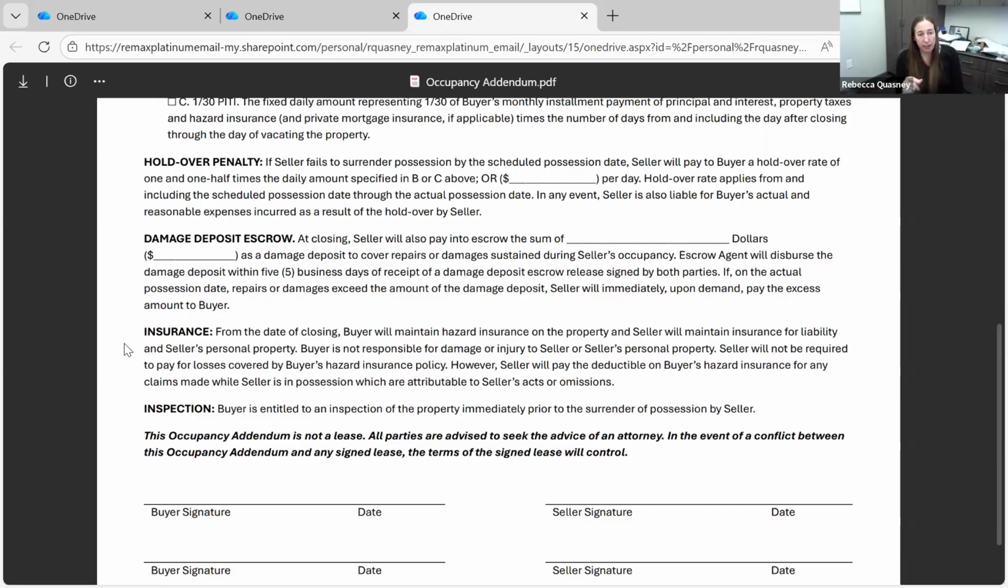For me, this paragraph is really for the sellers to understand that just because you don't own it anymore, don't drop your insurance on it. It is still your responsibility to have liability insurance and personal property insurance for your things in the house. Buyer's coverage is not going to cover you as the seller. So if you get this on one of yours, this is your chance to call it out for your seller and say, just make sure you remember to do this, because otherwise you might end up in a tight spot.